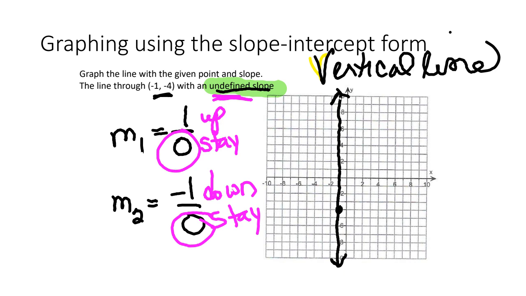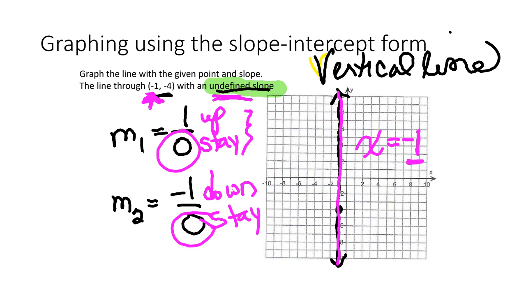Now, this equation is x equals -1, because remember, I have no slope. This line is going to give me x is equal to -1, because every value on this black line is -1.